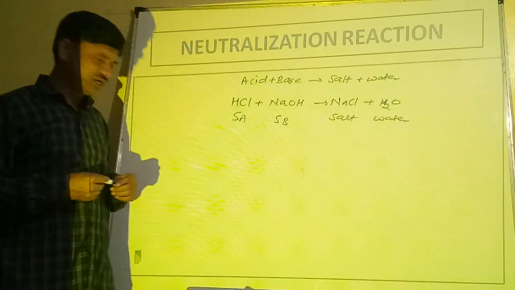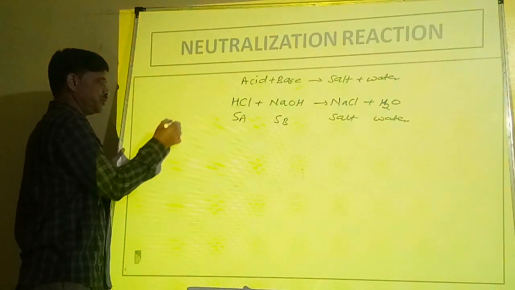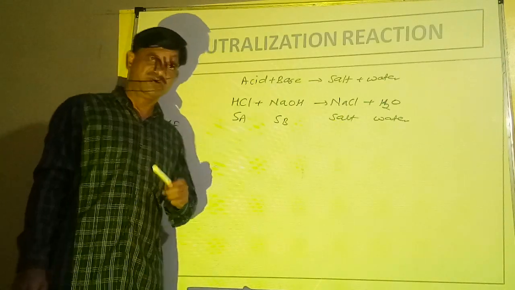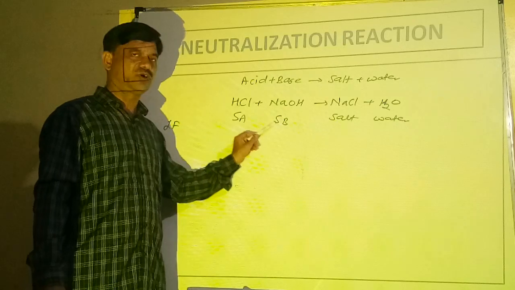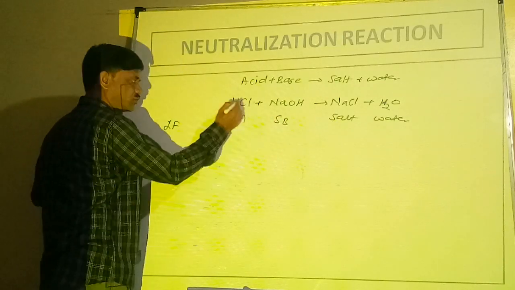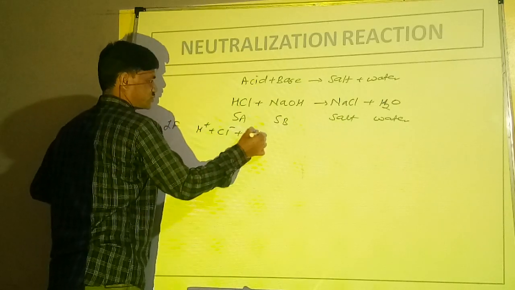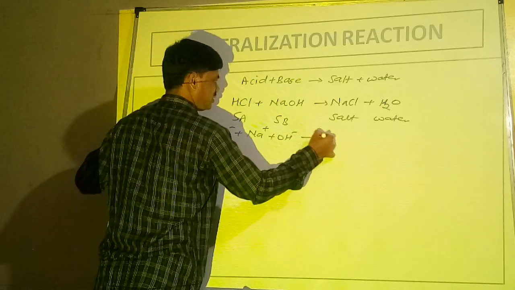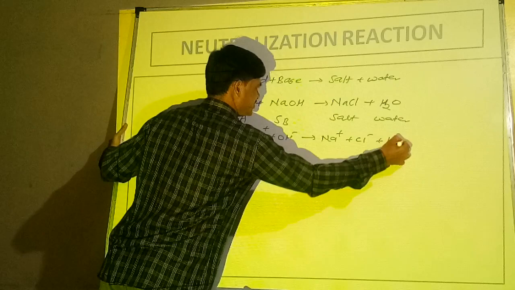Students, remember how to write the ionic form of this original equation. Suppose we are going to write the ionic form of this equation. Remember, throughout this chapter, first of all we dissociate strong species, it may be an acid or base, and also the salt. Now both are strong, so how to dissociate this one? H plus aqueous, Cl minus aqueous. What about the base? Na plus aqueous, OH minus aqueous. What about the salt? Salt also dissociates completely. Water is kept as it is.